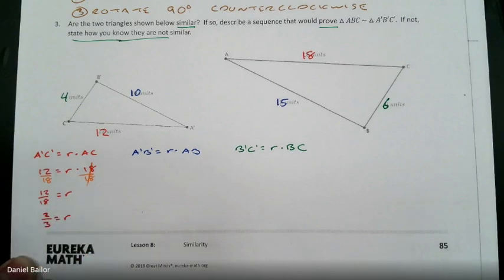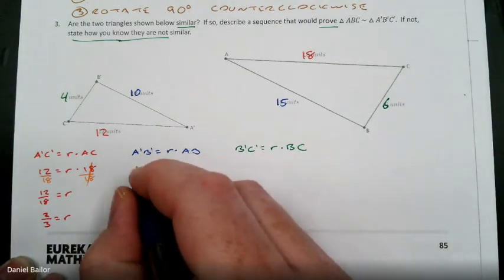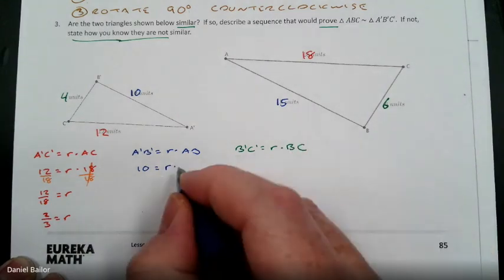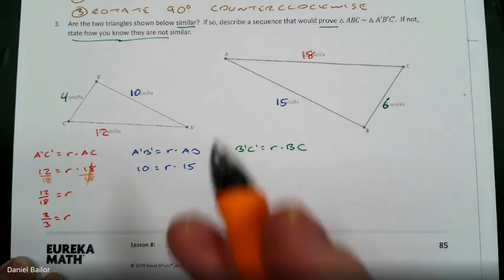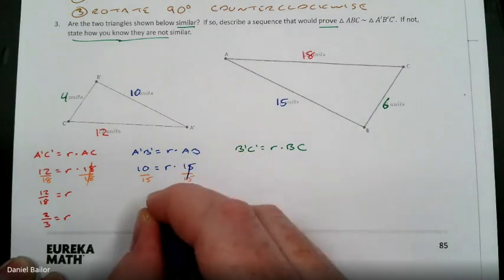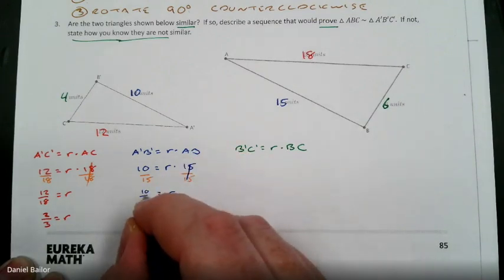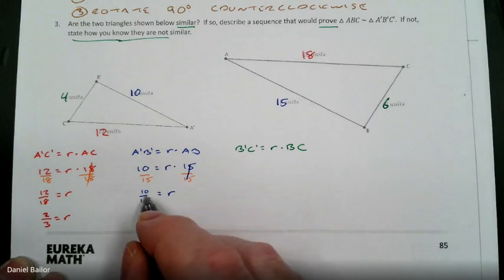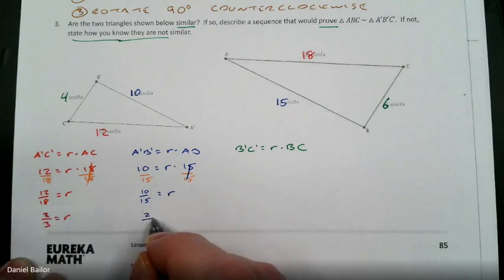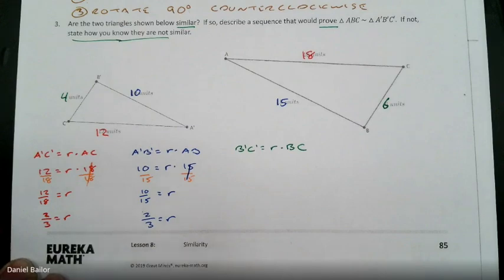Let's find the scale factor of the AB side. A prime B prime was 10. AB was 15. Do the same thing with my algebra. I have to divide by 15, because 15 divided by 15 is 1, and R times 1 is R. So I get R equals 10/15, which also simplifies. This one, I'm going to pull out a 5, and I find out that this one also equals 2/3. Not good enough yet, because I have to make sure all three sides follow the same scale factor.